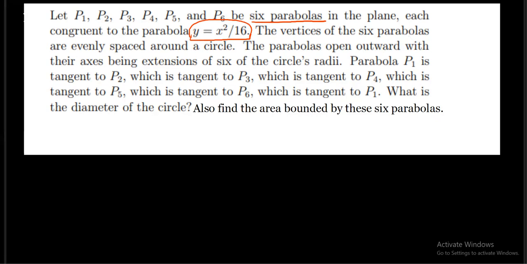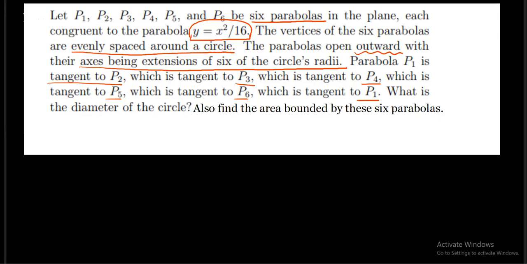The vertices of 6 parabolas are evenly spaced around a circle. The parabolas open outward with their axes being extensions of 6 of the circle's radii. Okay, so the circle's radii extended have become the axes of these 6 parabolas. Parabola P1 is tangent to P2, which is tangent to P3, which is tangent to P4. P4 is tangent to P5. P5 is tangent to P6 and P6 is once again tangent to P1. So basically all the 6 parabolas are such that they are touching each other in a peculiar manner.